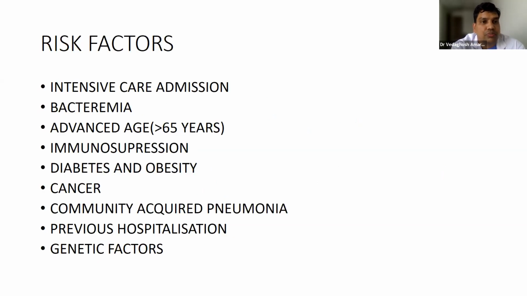So what are the risk factors for patients who are admitted to ICU? Like previous history of intensive care admission, presence of bacteremia, history of any positive GNB cultures, advanced age and comorbidities, immunosuppression like patients having CKD, chronic liver disease, cancer on immunosuppressive therapy, diabetes and obesity, metabolic syndrome, cancer, community acquired pneumonia, previous hospitalization, and genetic factors. All these are risk factors for sepsis. Whoever is admitted to intensive care, these can be risk factors for further aggravation of sepsis.